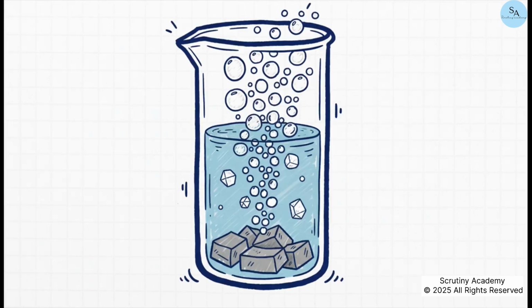Let's look at a real example. If you take some zinc metal and drop it into hydrochloric acid, you get zinc chloride, which is a salt, and you'll see bubbles of hydrogen gas fizzing up. This reaction perfectly shows that general rule we just talked about. Acid plus a metal gives you a salt and hydrogen.